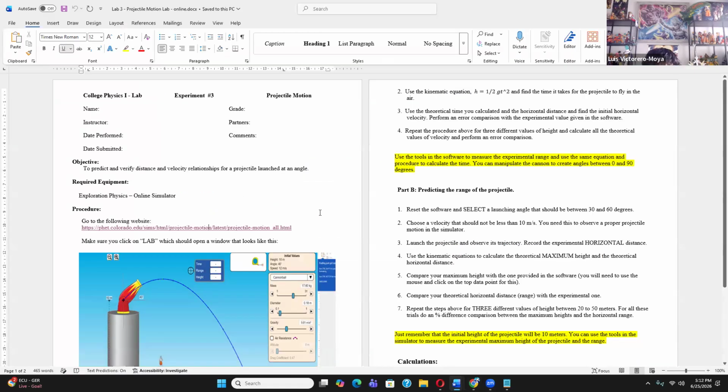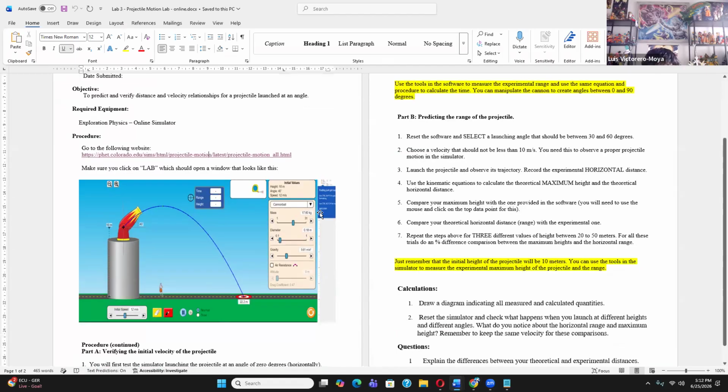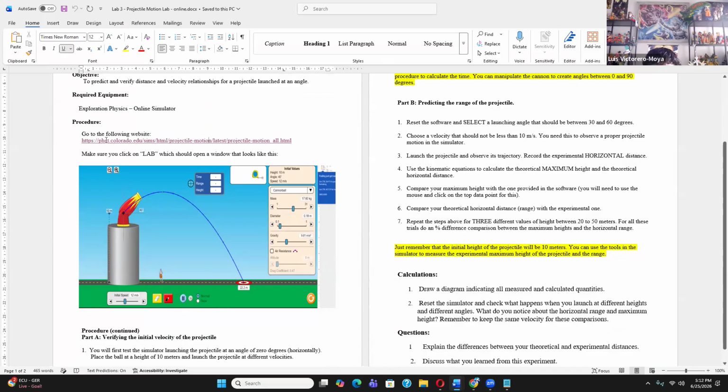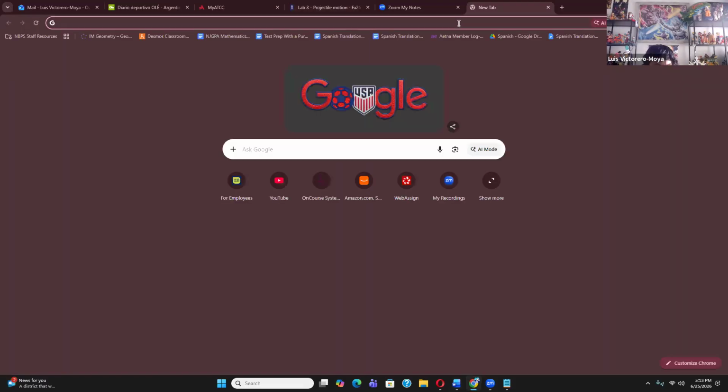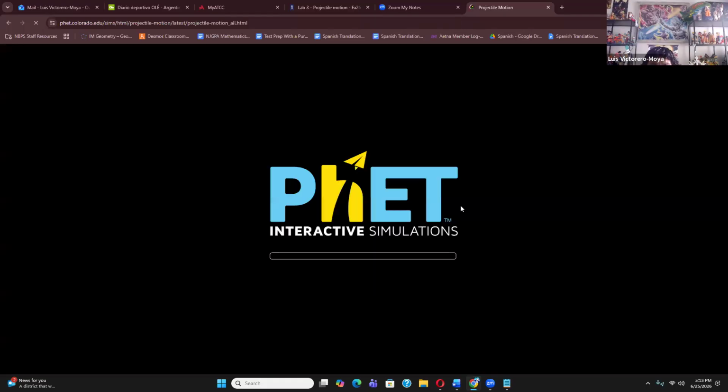And just like the previous two labs, you will have a website that you can access for the simulation of projectile motion. You have part A and part B for this lab, calculations and questions, similar to the first two labs. In this lab, you're going to be exploring projectile motion from the Colorado applet. So you can just copy paste this link, and make sure you click on lab.